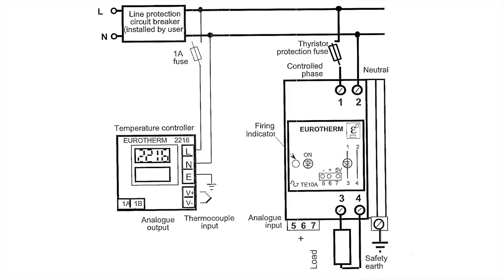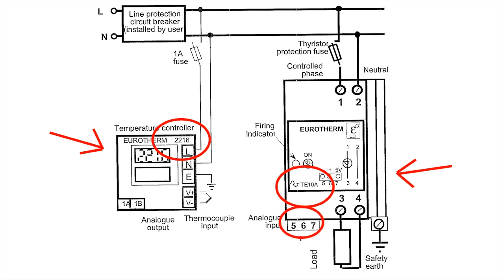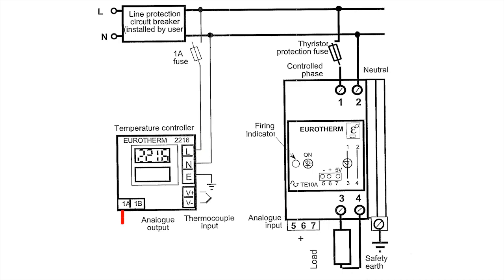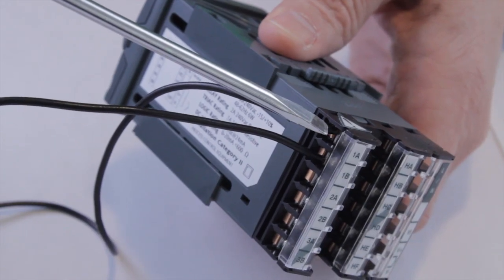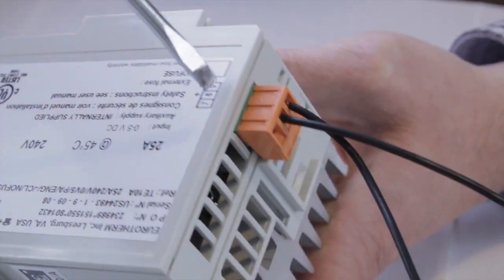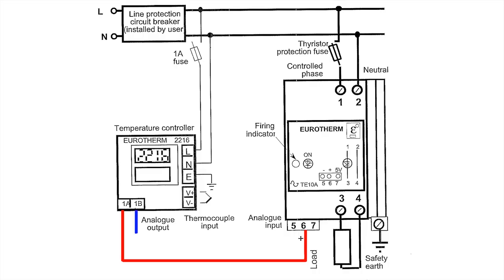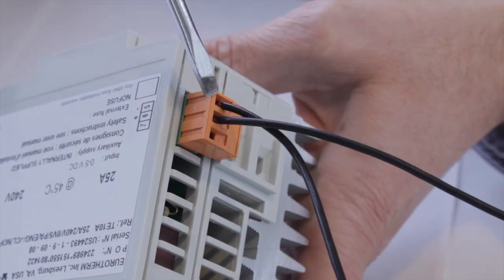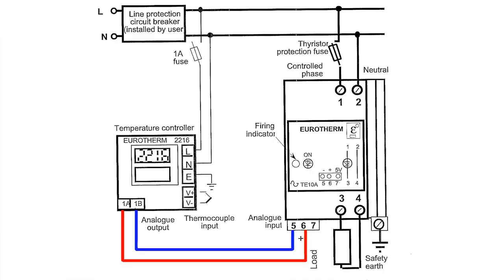In the wiring diagram that you see, you will note that we are using a Eurotherm 2216E temperature controller and a Eurotherm TE10A power controller with a DC analog input command signal. First, you will wire terminal 1A positive of the temperature controller to terminal 6 positive of the power controller. Next, terminal 1B negative of the temperature controller to terminal 5 negative of the power controller. This completes the output wiring for this style of control.